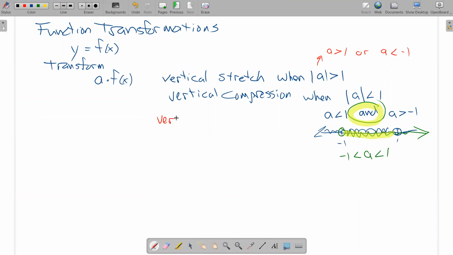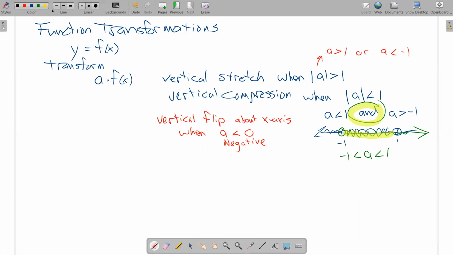So we get a vertical flip about the x-axis when A is negative, so less than 0. Could be -1, could be -0.5. Either way, what was once positive becomes negative, which was once negative becomes positive. So we get that vertical flip. The flip is about the x-axis. So that's vertical stretch, vertical compression, vertical flip, all depend on that number A multiplied on the outside of the function.